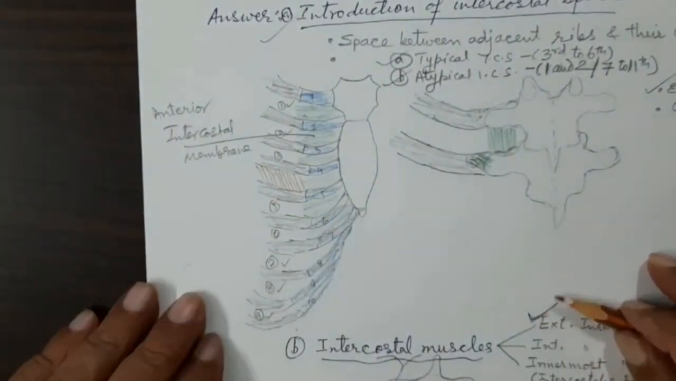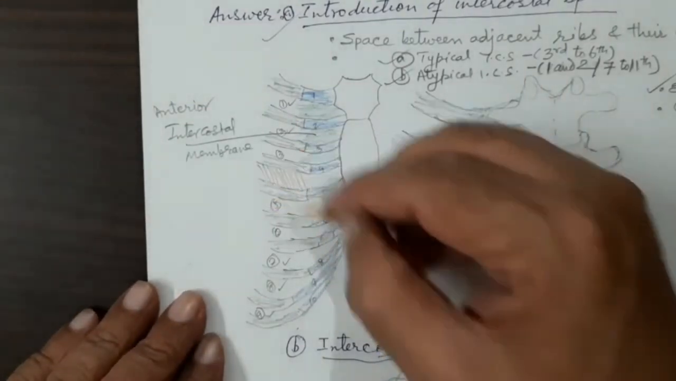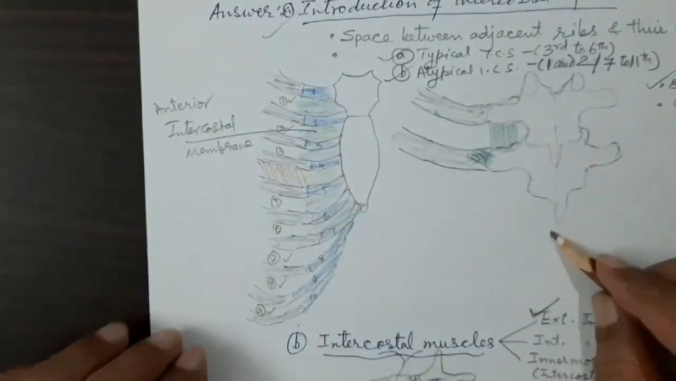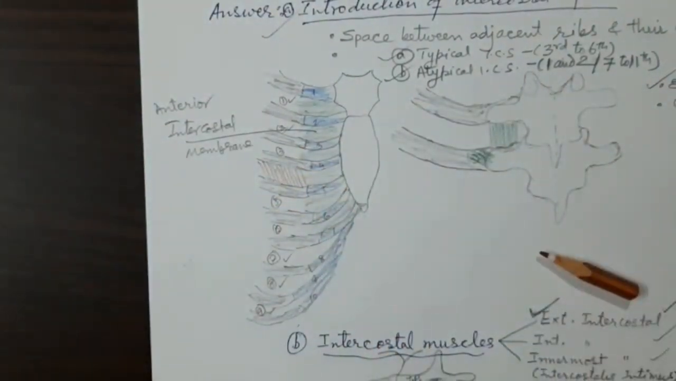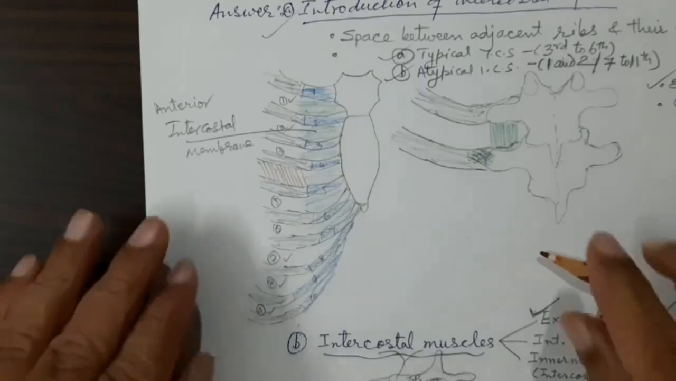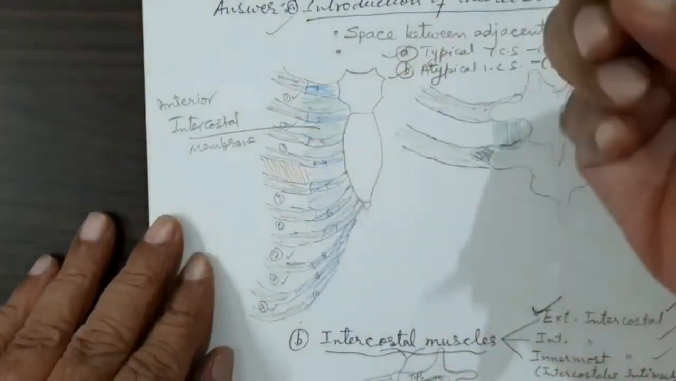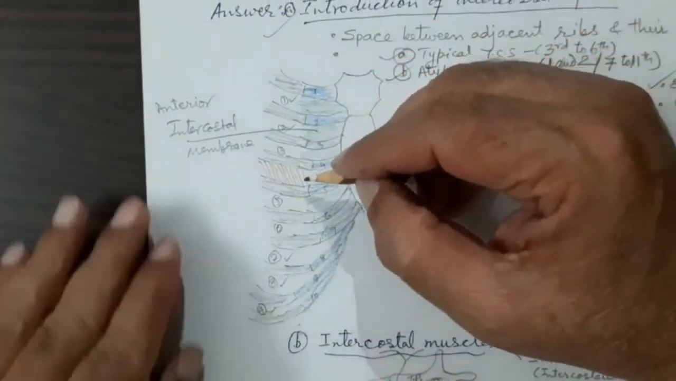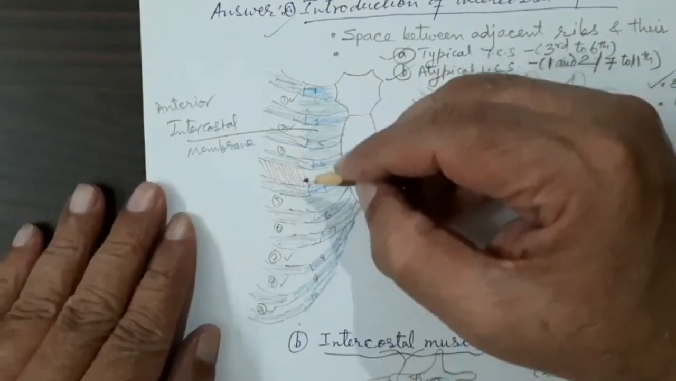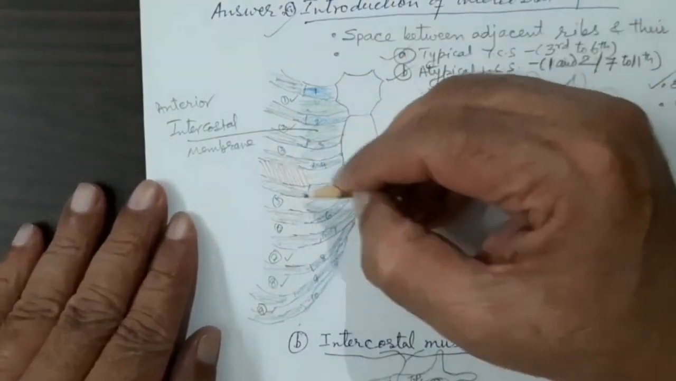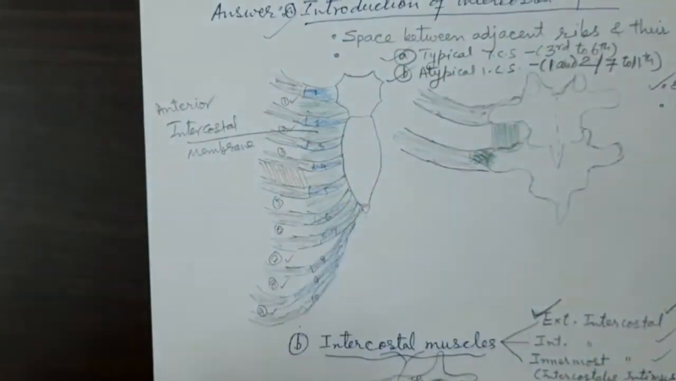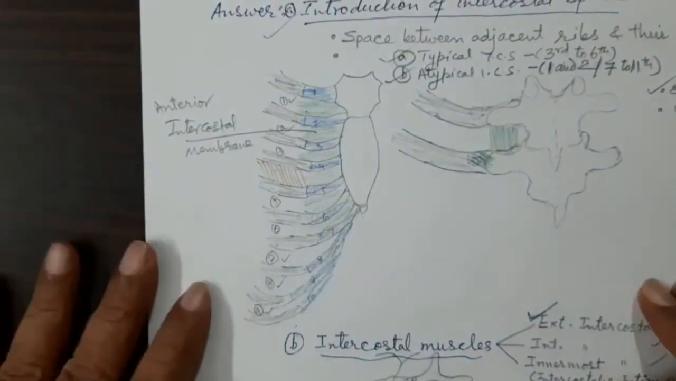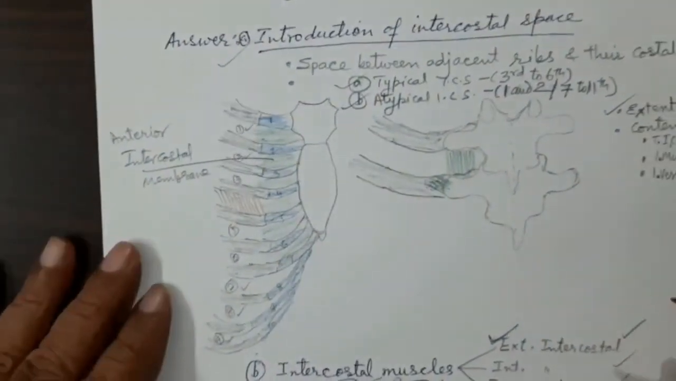So the fibers are directed downwards, forwards, and laterally. They are directed anteriorly, forwards and anteriorly. That means forwards means anteriorly, downwards, forwards, and medially. Medially they are directed downwards, forwards, and medially. Anteriorly, I mean to say medially, it was going medially.